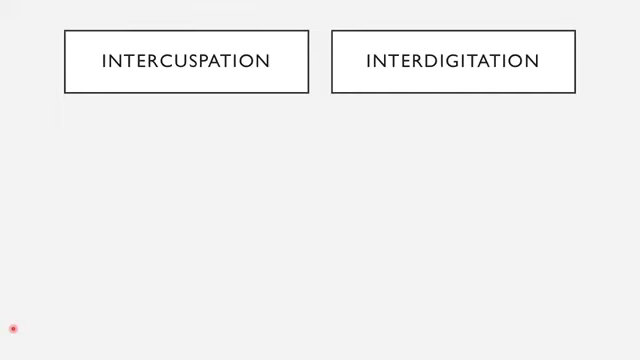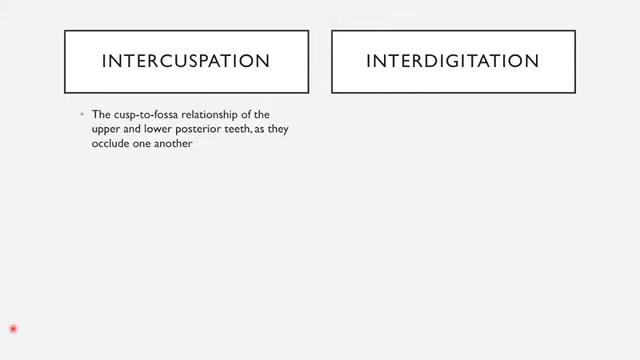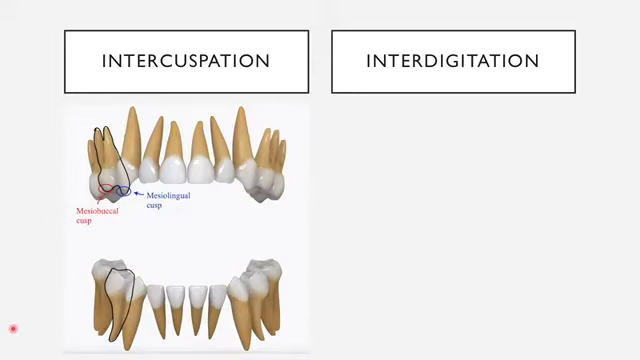Now let's dive deeper into these two terms, intercuspation and interdigitation. Intercuspation is the cusp to fossa relationship of the upper and lower posterior teeth as they occlude one another. And we can see here in this demonstration the outlined teeth with the black outline.